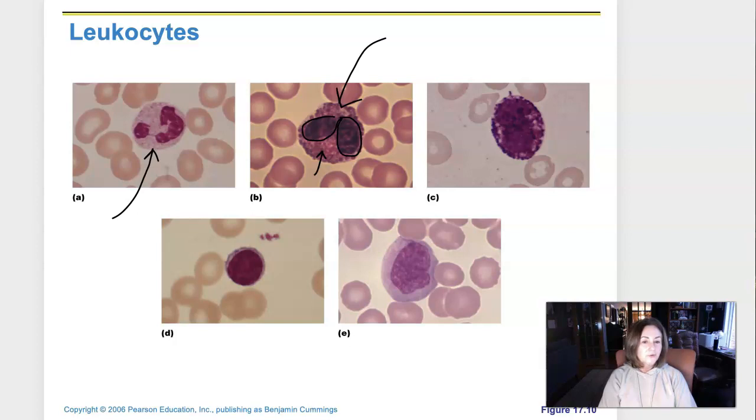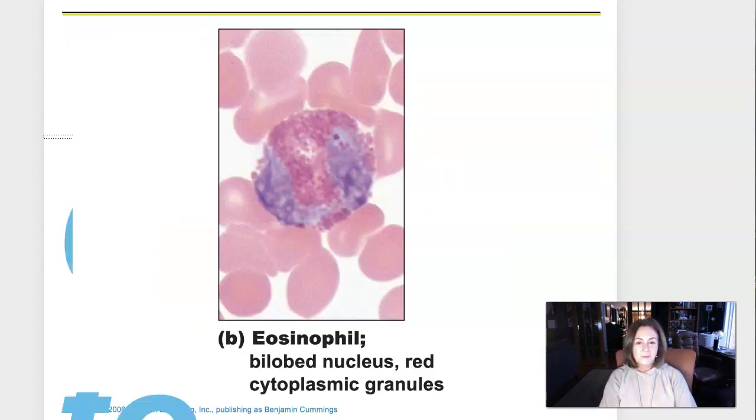So taking a closer look at that, here's the picture from our book. Okay, so this is a nice picture. We can see the bilobed nucleus. You can see the red granules. Eosinophils are also phagocytic cells, but what they can do is they can actually secrete, let's say, an acid bath onto a foreign invader. So eosinophils are very good cells for attacking pathogens that are larger, microbes that are larger.